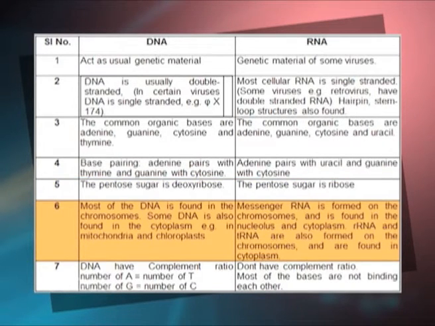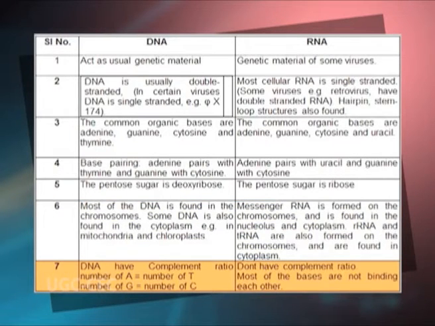Most of the DNA is found in the chromosomes. Some DNA is also found in the cytoplasm, example in mitochondria and chloroplast, while in the case of RNA, messenger RNA is formed on the chromosomes and is found in the nucleolus and cytoplasm. rRNA and tRNA are also formed on the chromosomes and are found in cytoplasm.